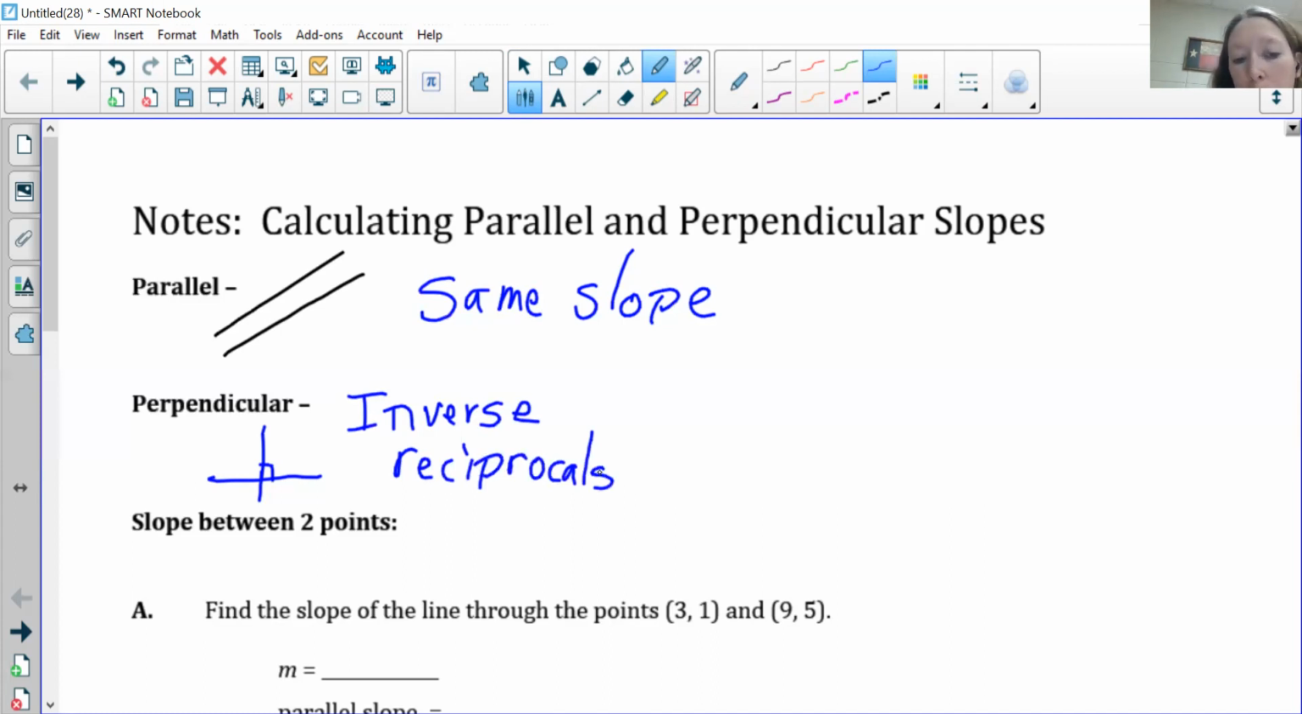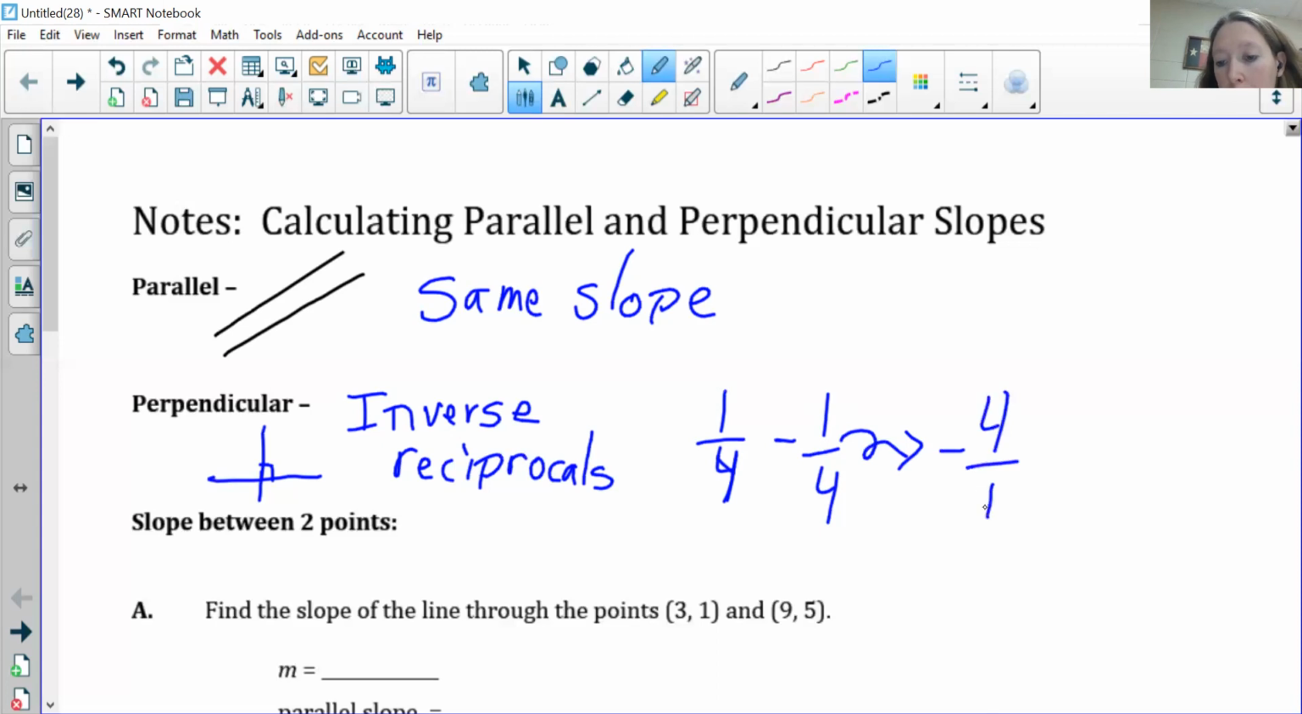So what this means is if my slope is 1/4, inverse means the opposite operation. This is a positive 1/4, so if I make it the inverse, it's going to be a negative 1/4. That's the inverse. And now I need the reciprocal. Reciprocal means to flip it over. So this is going to be -4/1. So the two slopes that are perpendicular are 1/4 and -4.